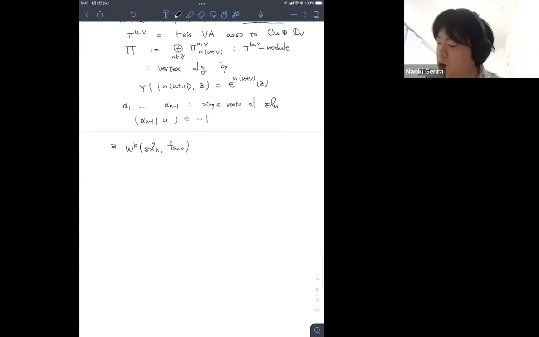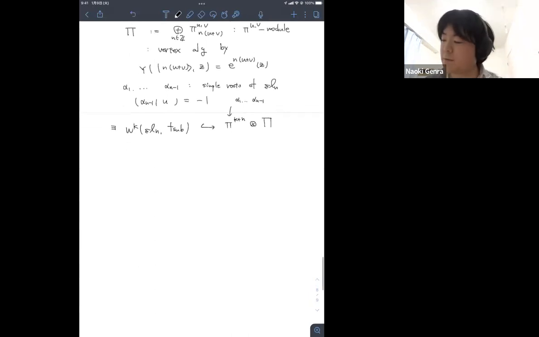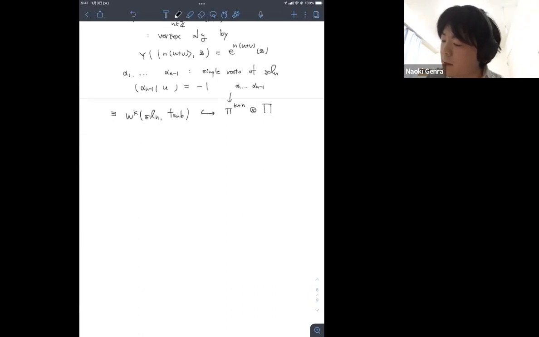Yes. So then we consider some Pi level k plus n tensor large Pi. This small pi is a Heisenberg vertex algebra generated by this field. The level is now k plus n, such that, I should write the rule, the image of rho is isomorphic to i equals 1 to n minus one.